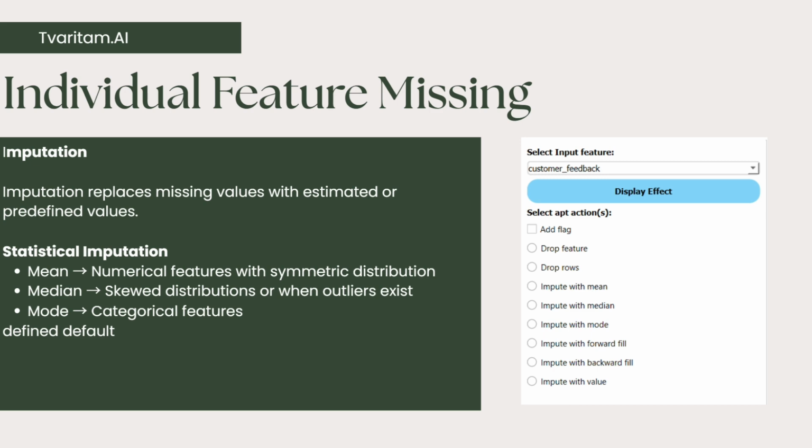Third is to impute with mode, and that is mostly utilized for categorical features, where mode is the most frequently occurring category. So if you have a column such as a city, a color, a country, or a membership type, then mode is the way to impute.